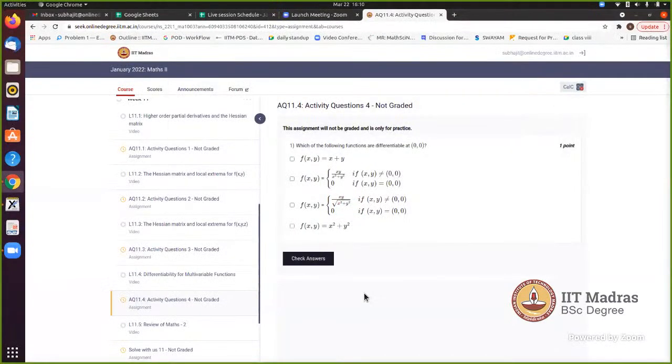Now, there is only one question, right? Yes, sir. Following functions are differentiable or not? What's your doubt here? Firstly, I want to verify whether this statement is correct or not. The statement is that if partial derivatives are continuous at a point, then the function is differentiable. Yes, if all the partial derivatives are continuous, then the function is differentiable.